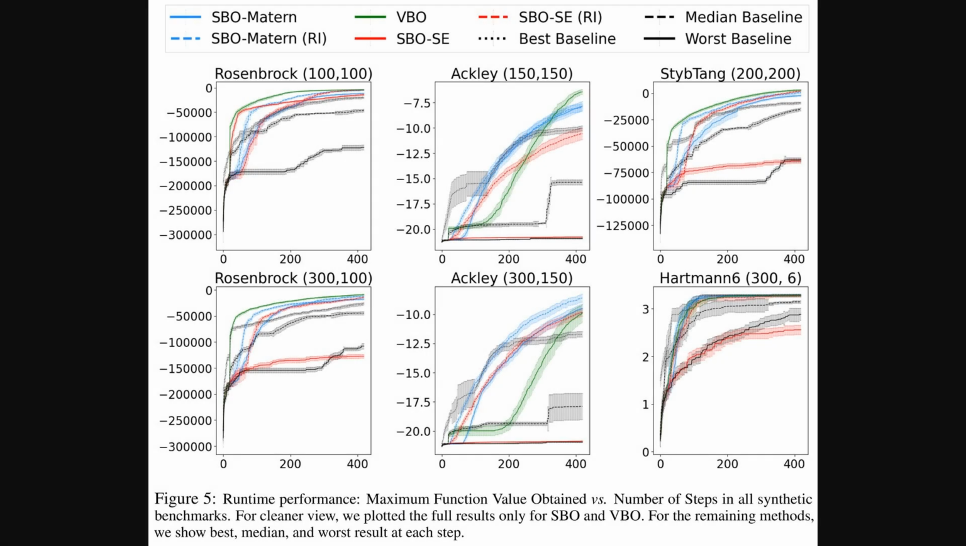Okay, and Figure 5 provides another look at performance on these synthetic benchmarks, focusing on runtime, specifically the maximum function value found over the optimization steps. Again, we see the standard SE kernel in solid red lagging behind, especially in higher dimensions. But both the Matérn kernel variants in blue and the SE kernel with robust initialization in dashed red perform really well, keeping pace with or even exceeding the specialized VBO method shown in green.